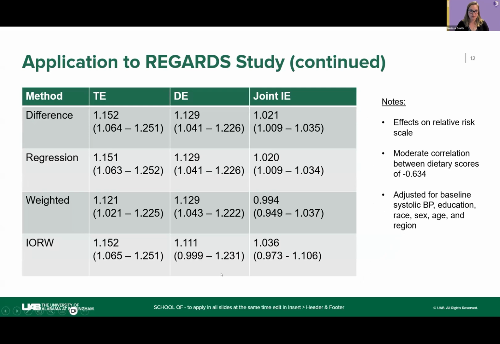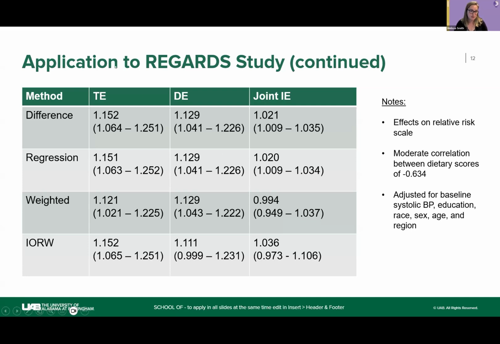A couple notes here before sharing the results are that all of these effects were on the relative risk scale, so they aligned with the simulation study, and that there was moderate but negative correlation between dietary scores. So the correlation was negative 0.634. And we also adjusted for a number of baseline covariates that we deemed to be potential confounders or covariates to adjust for. You can see here that the top number in each of these cells represents the estimate of the causal effect, and the bottom is the 95% confidence interval.